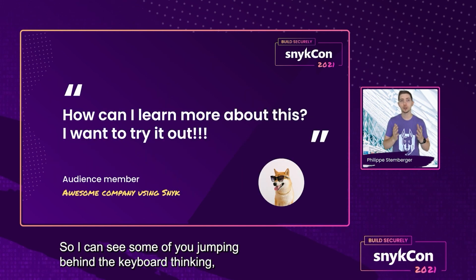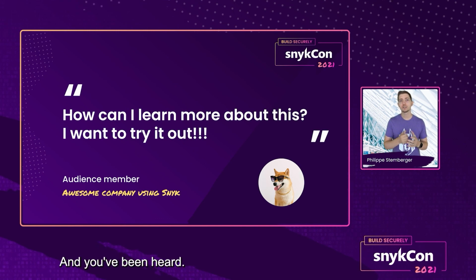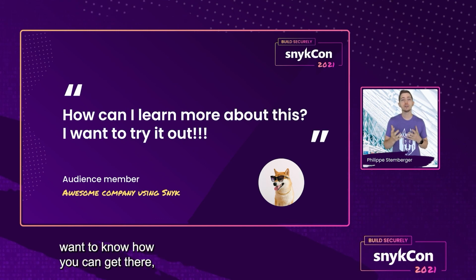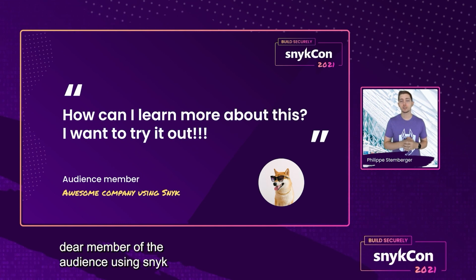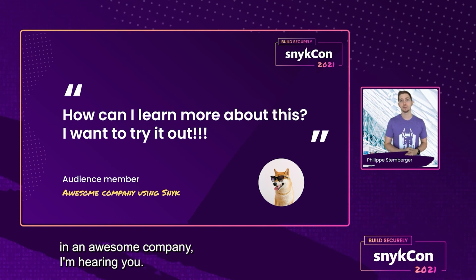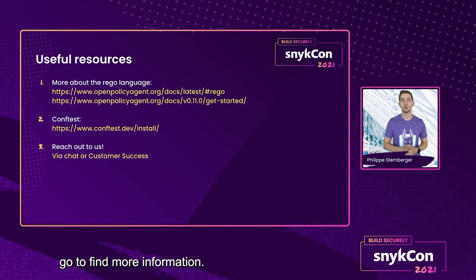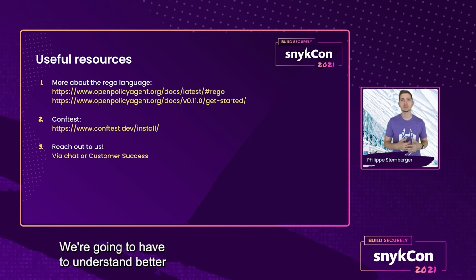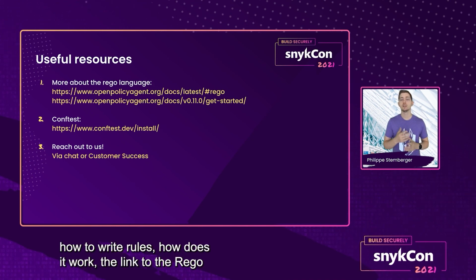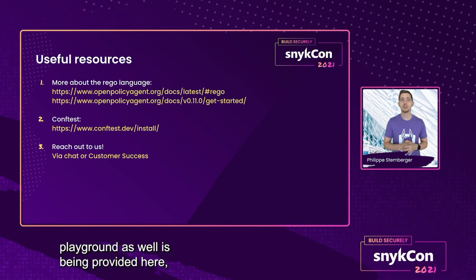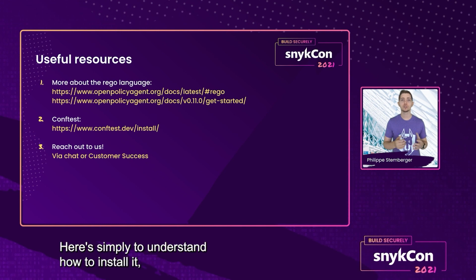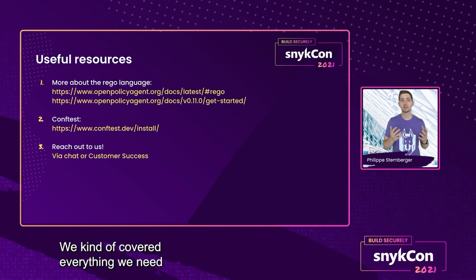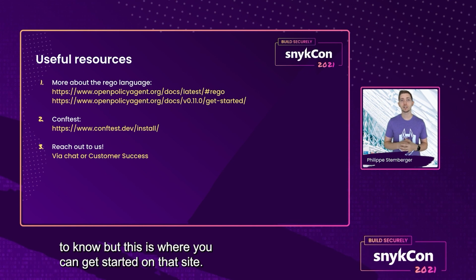So I can see some of you jumping behind the keyboard, thinking, how can I get to that? And you've been heard. So if you want to get started, if you want to know how you can get there, dear member of the audience using Snyk in an awesome company, I'm hearing you. Here's a couple of places where you can go to find more information. The first place to look at is really the Rego language. We're going to have to understand better how to write rules, how it works. The link to the playground is being provided here as well. That's really your first place. Another good resource will be Conftest. Here's simply to understand how to install it, how to leverage it. We kind of covered everything we need to know, but this is where you can get started on that side.